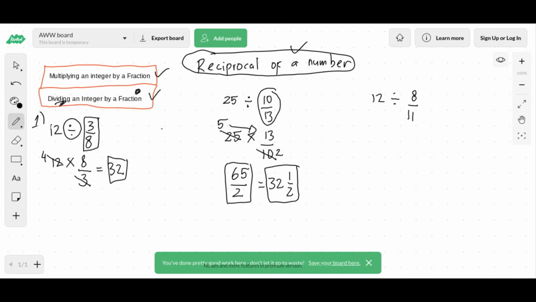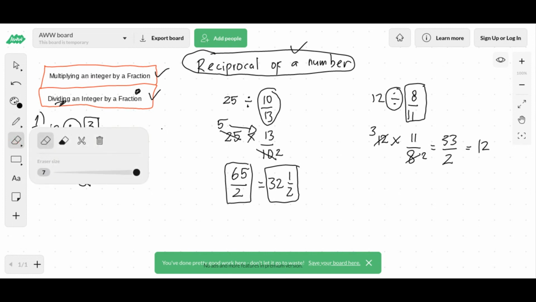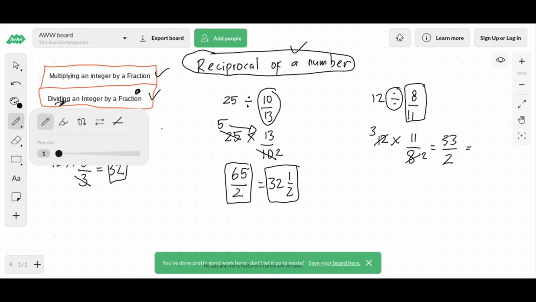And our last example, again, division becoming multiplication, and find the reciprocal of the given number, which is 11 over 8. And you can cancel 12 and 8 by dividing both of them by 4. This is becoming 3, this is becoming 2, and you will get 33 over 2. Again, improper fraction, convert it into mixed, and you will have 16 1 over 2.